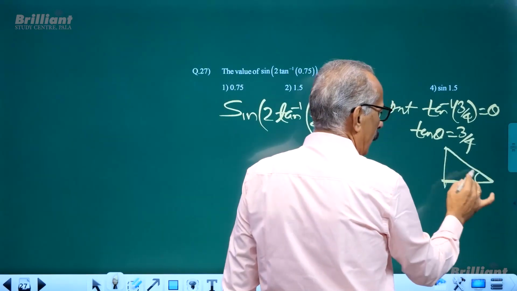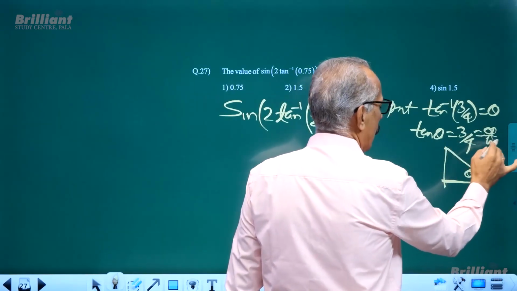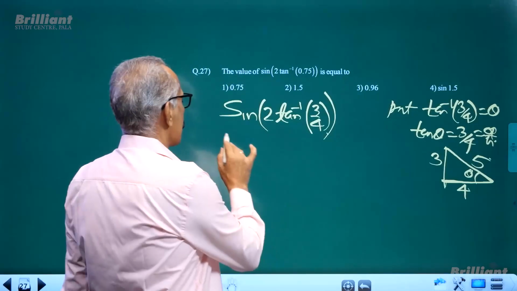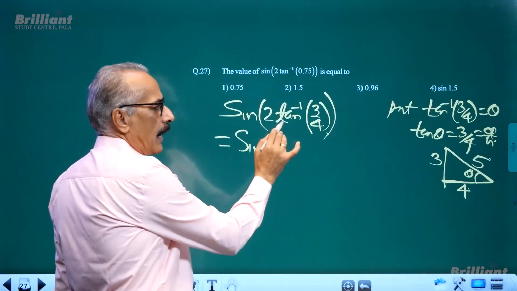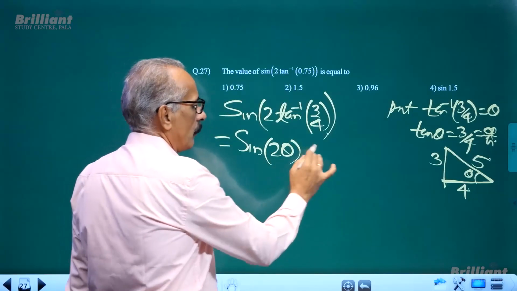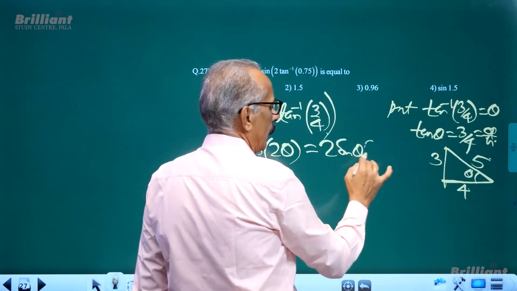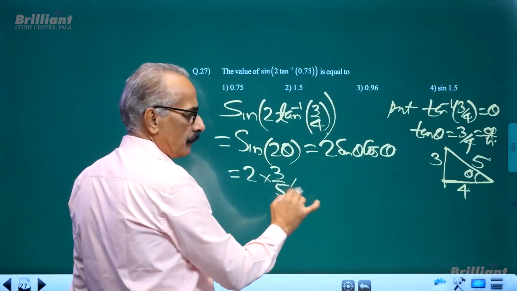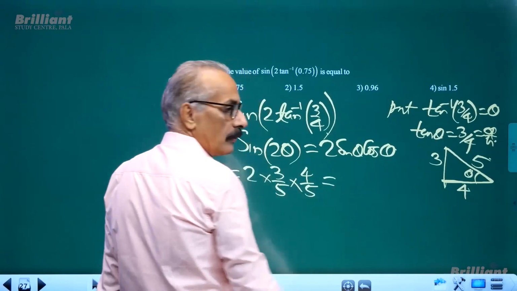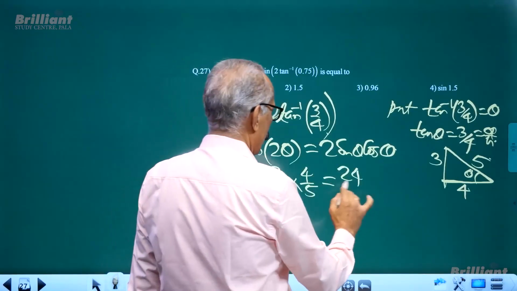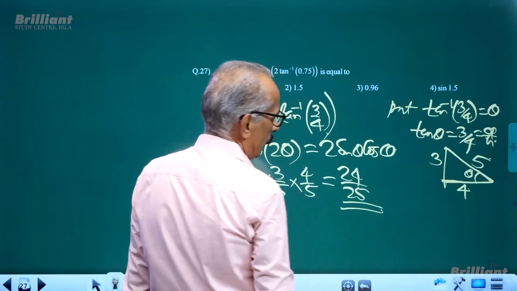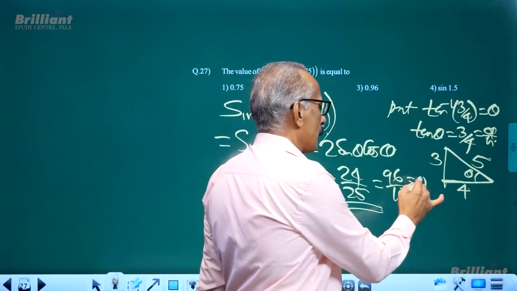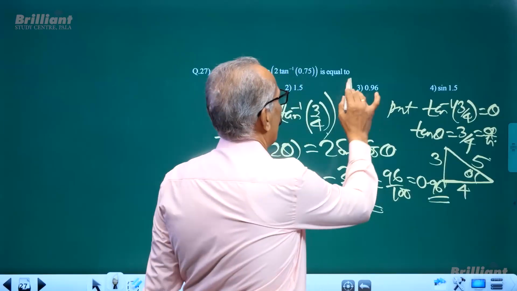Immediately draw the triangle with angle theta. This is the opposite side by the hypotenuse. 3 divided by 4, Pythagorean triplets, then 5. What is this now? This will be sine of 2 theta. What is sine of 2 theta? 2 sine theta into cos theta. That is equal to 2 into, what is sine theta? 3 by 5. What is cos theta? 4 by 5. Okay, so 6 into 4 is 24. 24 divided by 25 is your answer. 24 divided by 25 means this is 96 divided by 100. You can write in decimal 0.96. Where is 0.96? That is option 3.